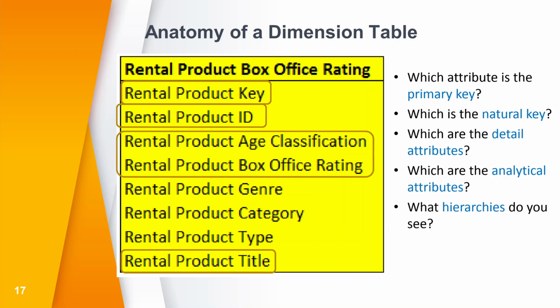These are the different analytical attributes: rental product age classification and rental product box office rating. These are actually the result of analysis of something, such as, let's say, analysis of a certain group of persons to determine the age classification. Okay, then we have genre, category, and type, which are part of the hierarchies of this dimension table. Okay, so those are about the fact and dimension tables.